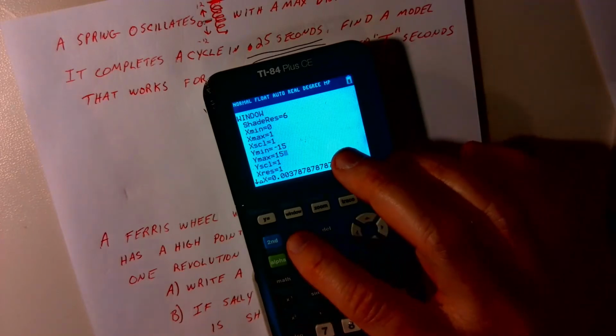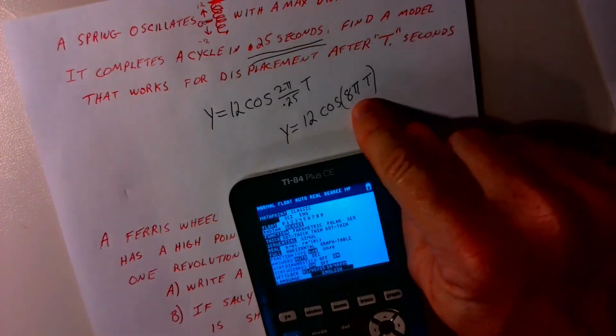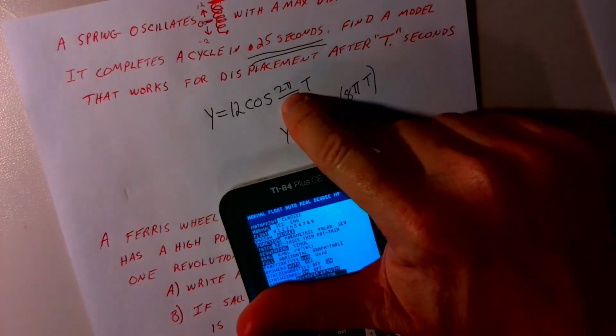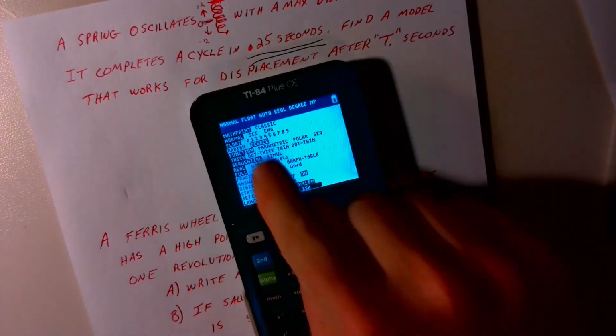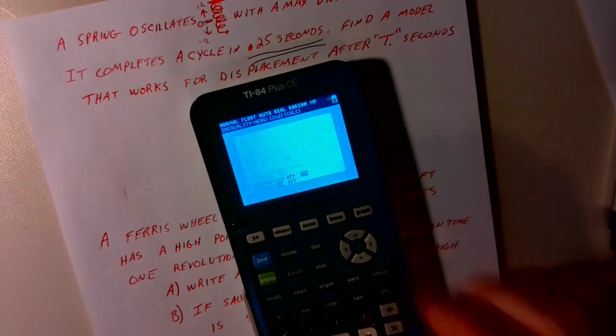Okay? And again, this was in radians. Again, radians because I used pi. I didn't use degrees. I would have used 360 if we were doing this in degrees. So radians. Got to change it to radians. And then go ahead and hit graph.